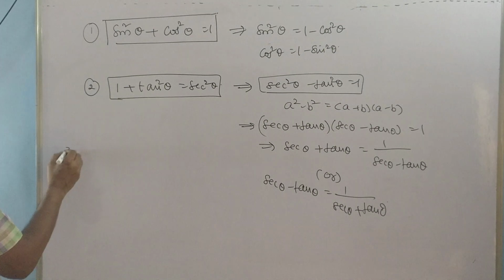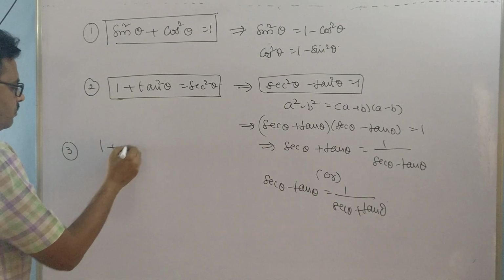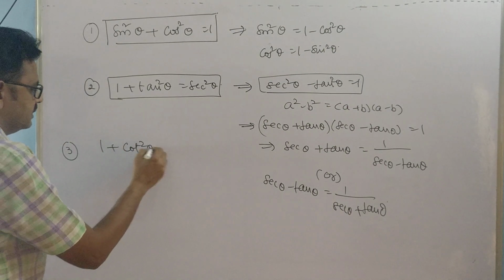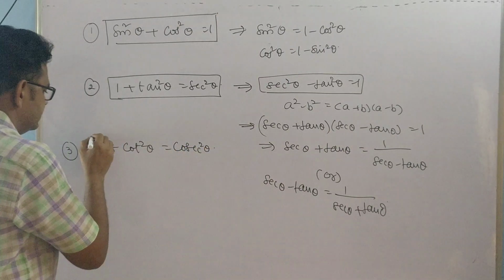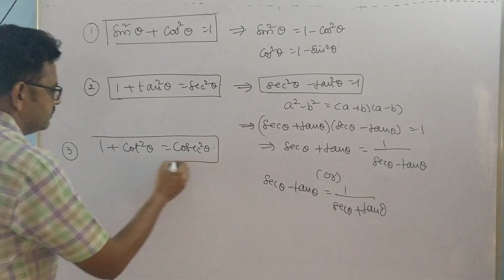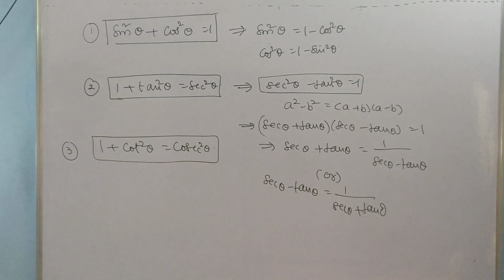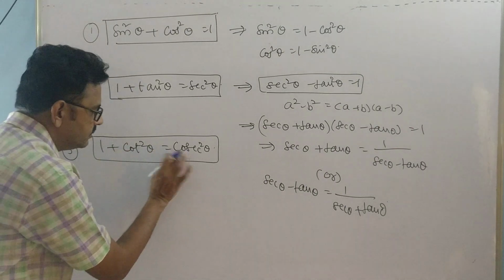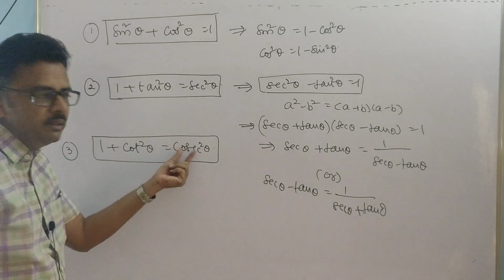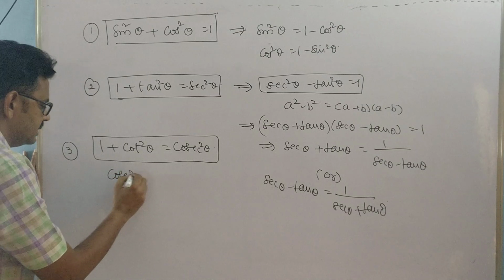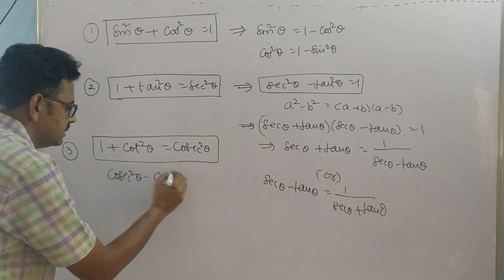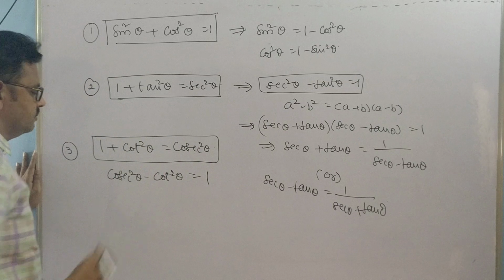And the next one, 1 plus cot square theta is equal to cosecant square theta. Therefore 1 is equal to, you take that side, cosecant square theta minus cot square theta. That is cosecant square theta minus cot square theta is equal to 1.